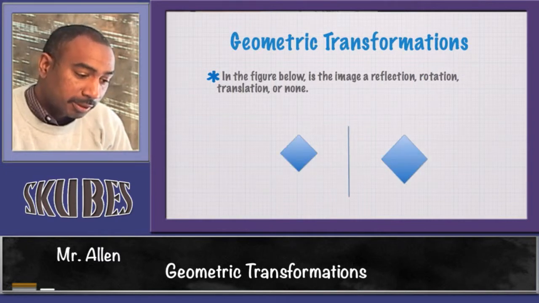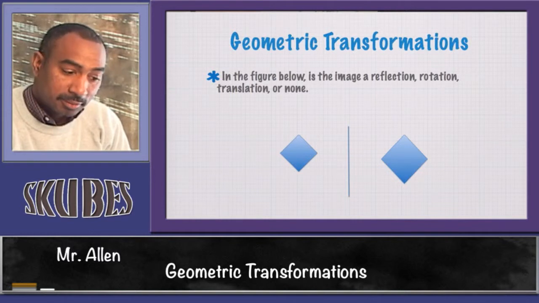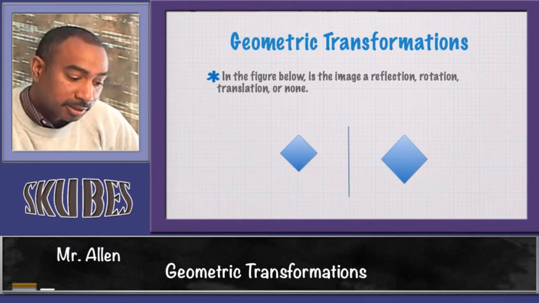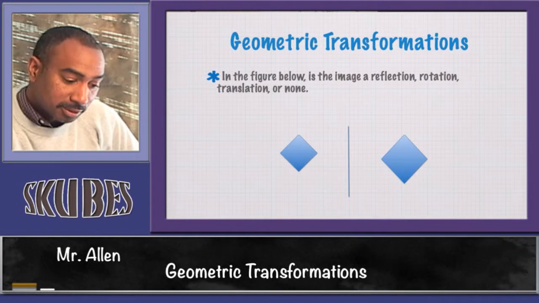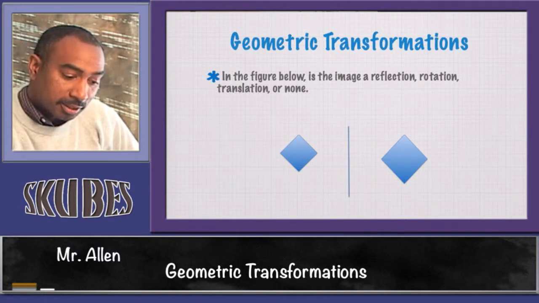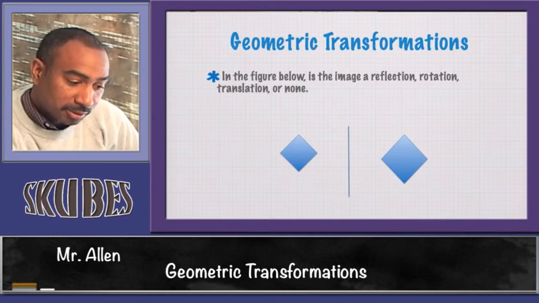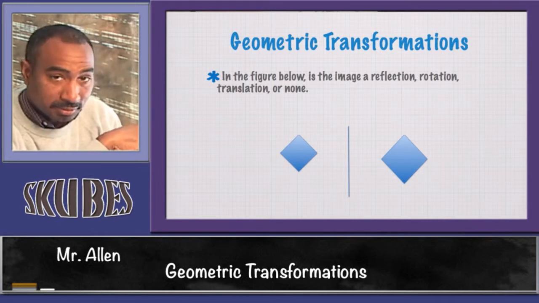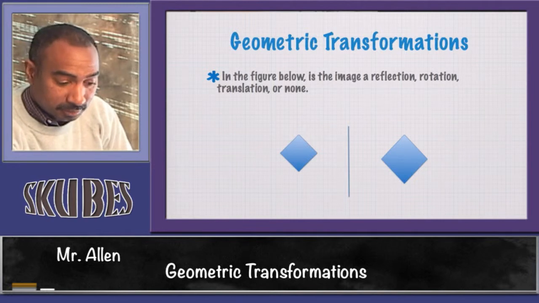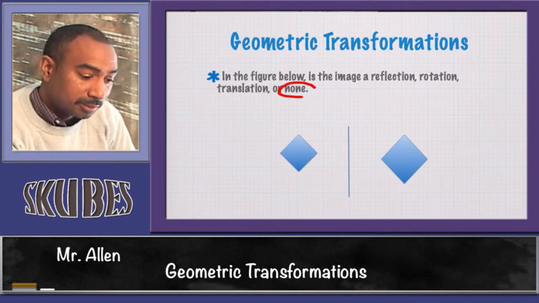In the figure below, is the image a reflection, rotation, translation, or none? Well, looking from right to left, the original image is a diamond shape. The final image is also a diamond shape, but notice that it's larger. So we know it's not a reflection, it's not a rotation or a translation because they preserve the size. So this is going to be none.